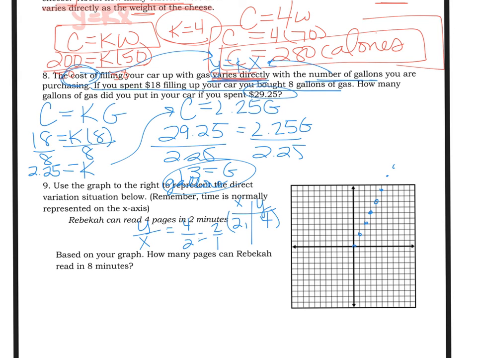It says, based on my graph, how many pages can Rebecca read in 8 minutes? So I would just take my x-axis and count 8. 1, 2, 3, 4, 5, 6, 7, 8. That's going to be that point up there, which ends up being 16 pages. Another quick way you could do that is 2 times what gets you 4? 2. So 8 times 2 gets me 16.